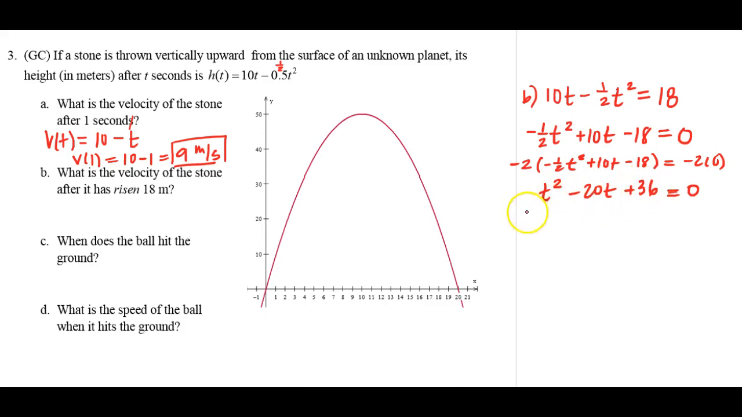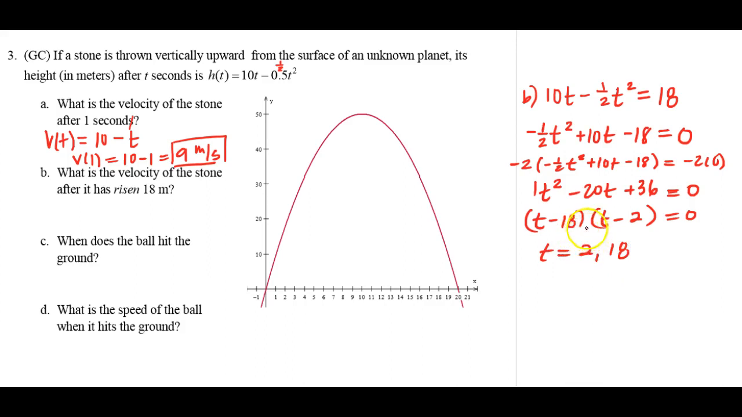Now I want to try to factor this. Now that my leading coefficient is a 1, this will factor to t minus or plus something, t minus or plus something. So I want two numbers that multiply together to give me 36 and add together to give me -20. So -18 and -2 will work. If I check this out, this will be t squared minus 2t minus 18t. That gives me minus 20t. And then -18 times -2 is 36. So now I can set each of these equal to 0. So t is 2 and 18.